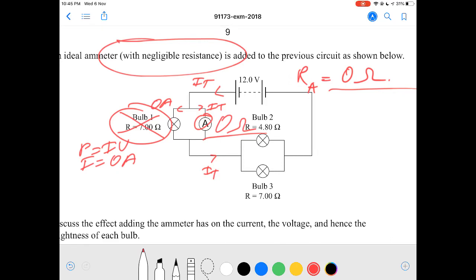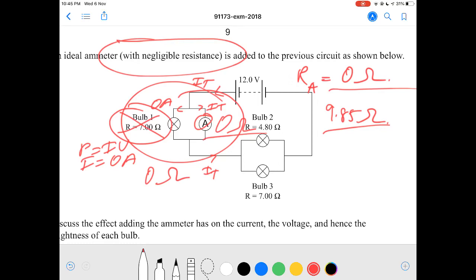It's considered to be connected in a series circuit. Because it's connected in a series circuit, and the ammeter is 0 ohms, this whole component here is also going to be 0 ohms. So basically, the total resistance used to be 9.85 ohms, but now it's only 2.85 ohms, okay? Because this entire 7 ohm bulb 1 is gone. Everything here is just negligible resistance, so the only resistance comes from bulb 2 and bulb 3.